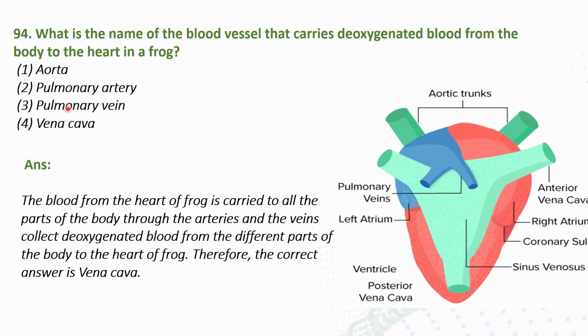Pulmonary artery and pulmonary veins, by the name itself, carry blood between the lungs and the heart. Pulmonary means the vessels connected between the lungs and the heart, so these two are not it. And the aorta is nothing but a trunk present in the heart. So what is the right option here? That is the vena cava. The vena cava are the blood vessels that carry the deoxygenated blood from different parts of the body to the heart of the frog. This is the right answer. We'll move on to the next one.